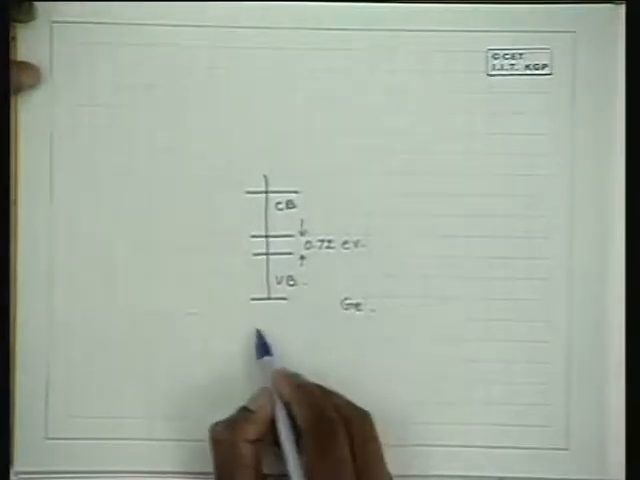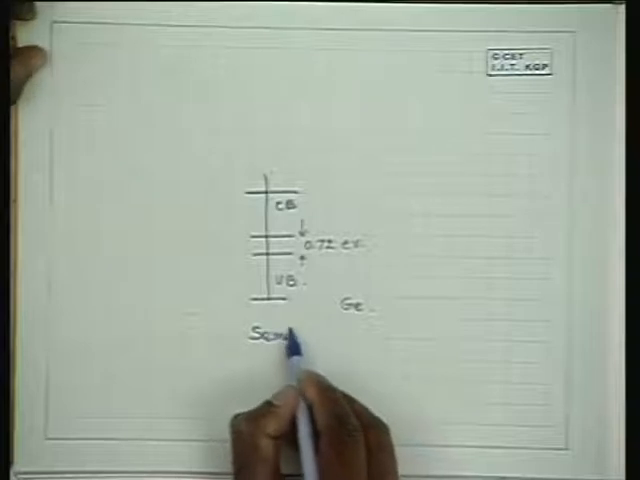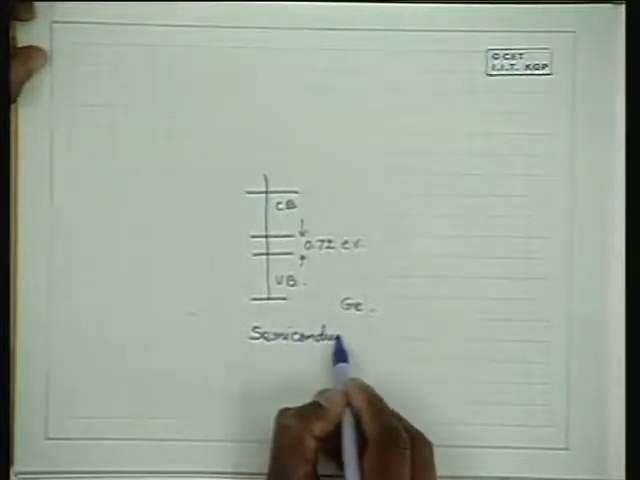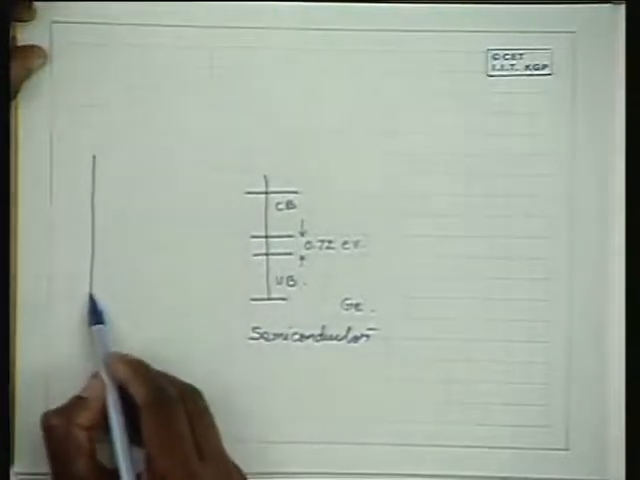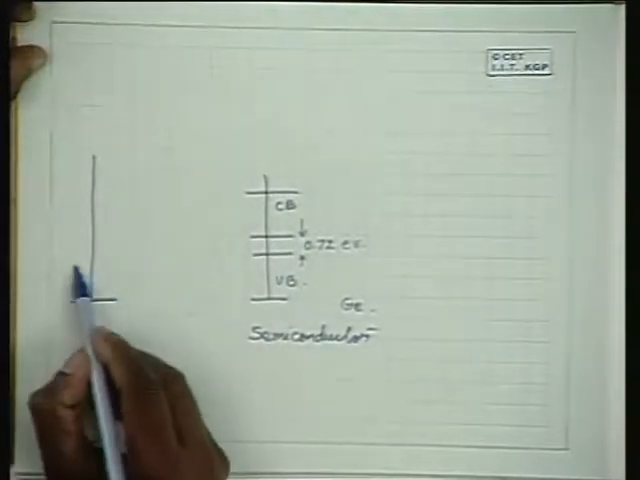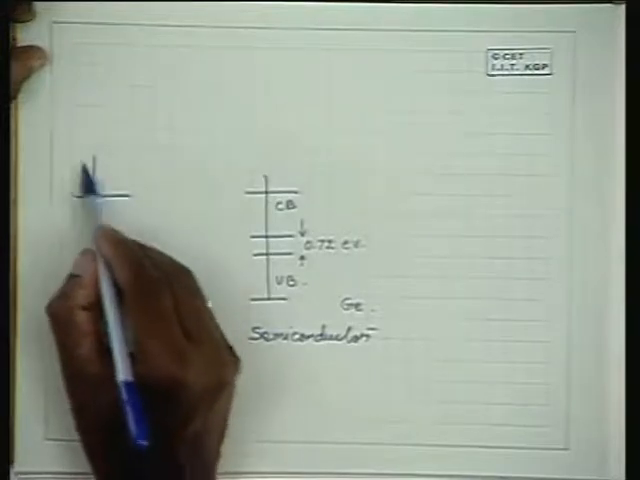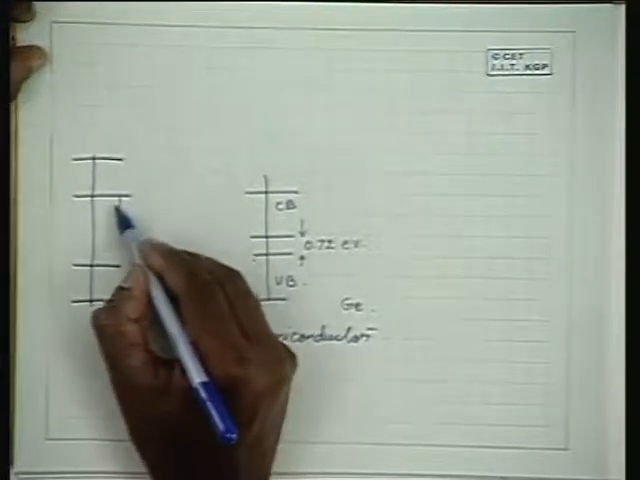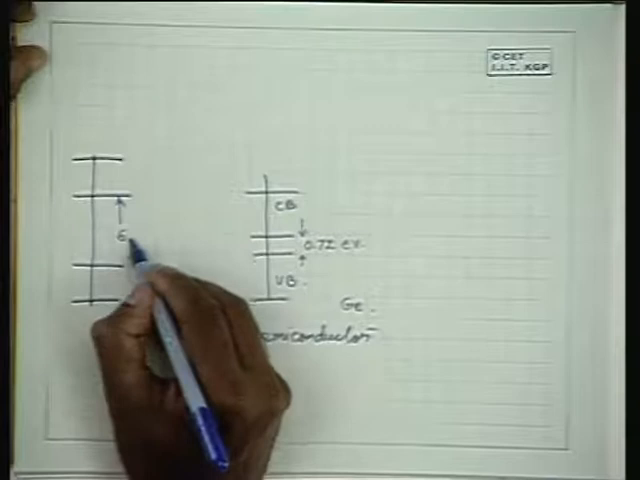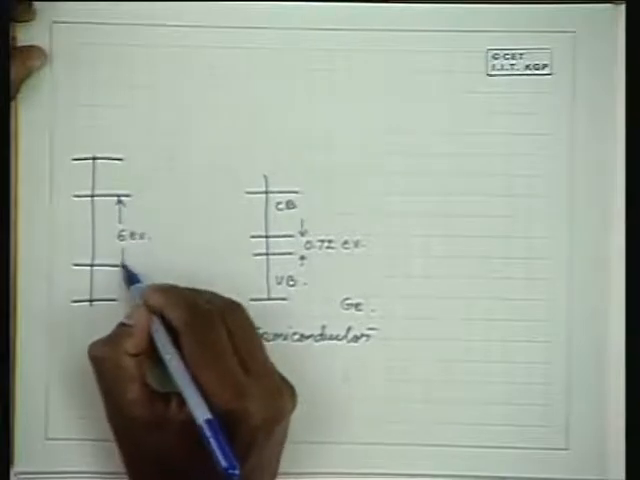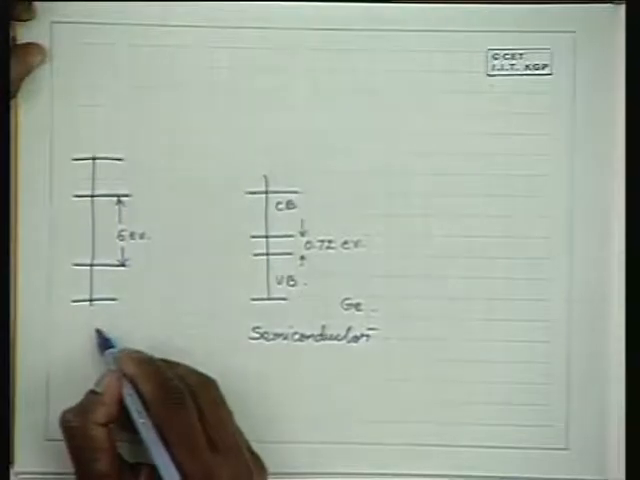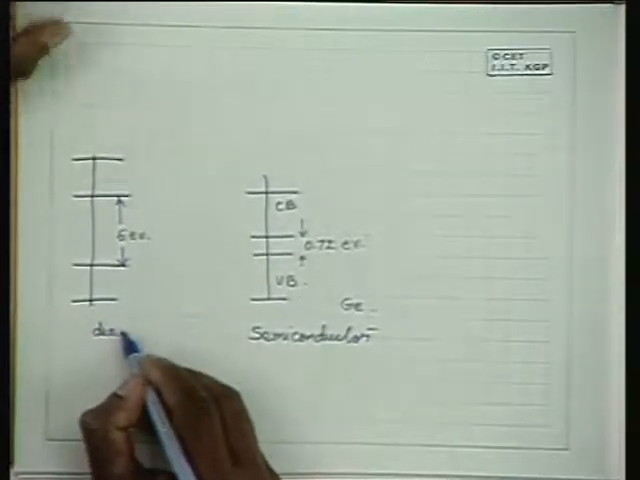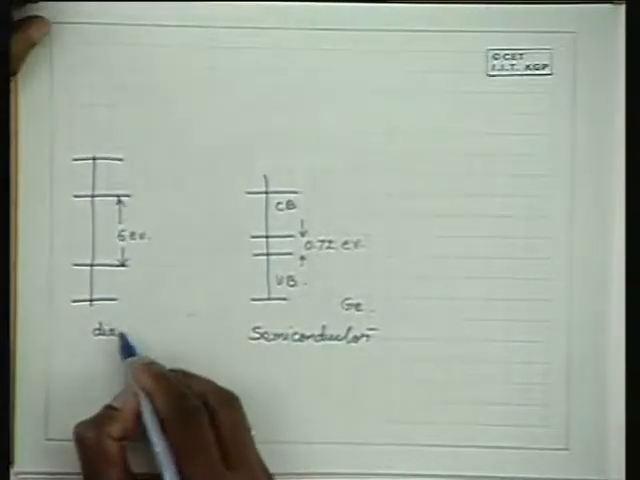So this is what is the case in a semiconductor, as I have already explained. If you look at a metal, between the valence band and the conduction band, the band gap is very large. It may be of the order of 6 electron volts. So this is in the case of an insulator. I beg your pardon, it's an insulator.